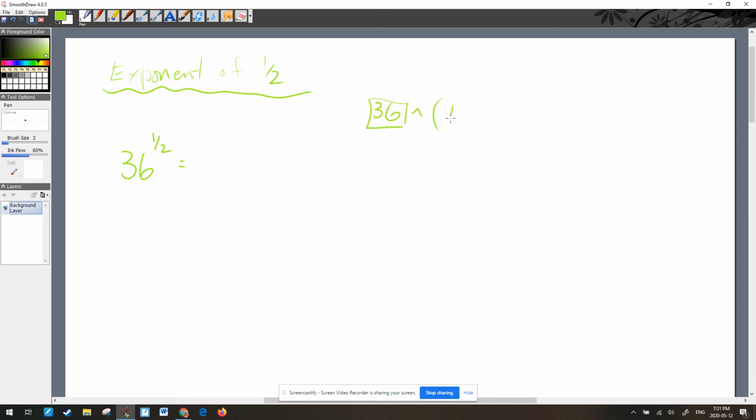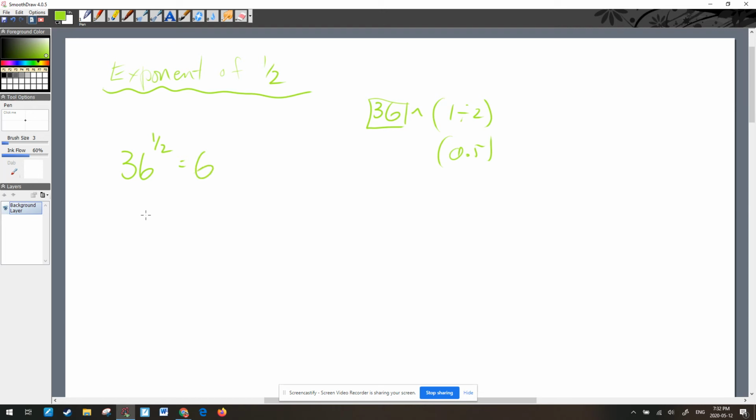And then you need to put it in brackets, 1 divided by 2. Or in theory, you could have typed 36 to the exponent 0.5, right? That would work as well. And what do you get? Well, hopefully, if you typed it right, you get 6.